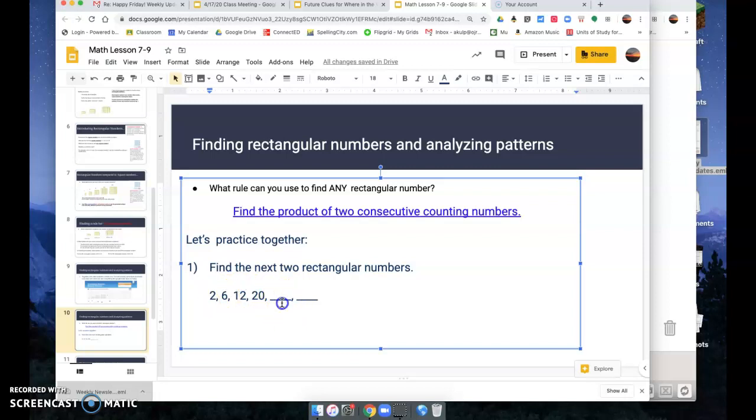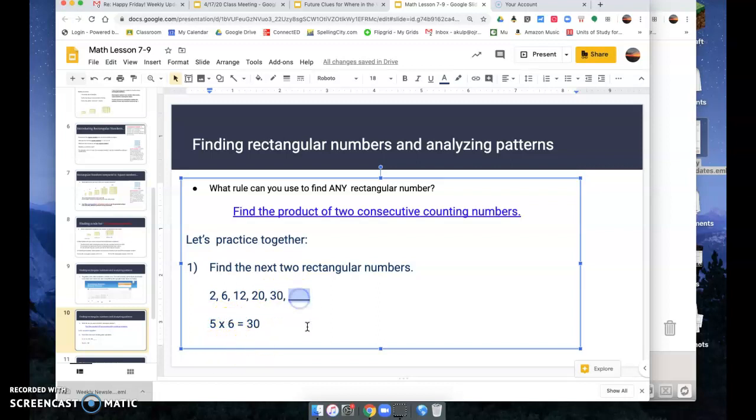Okay, so if we think about it, this would be the 5th one. First, second, third, fourth, 5th, we're going to do 5 times 6 equals 30. Our next rectangular number, the 5th one, would be 30. I use the 5 and the next counting number as the 2 factors. 5 times 6 equals 30.